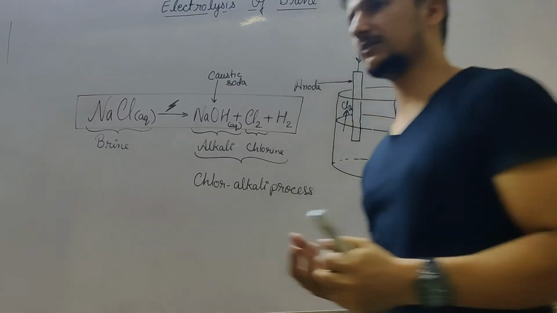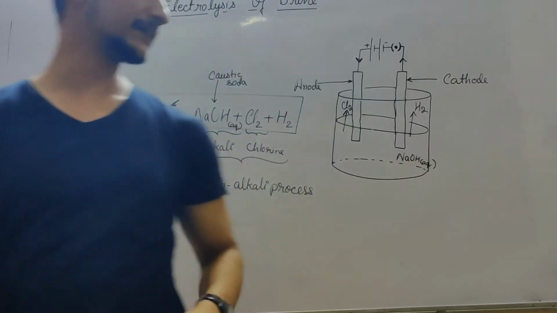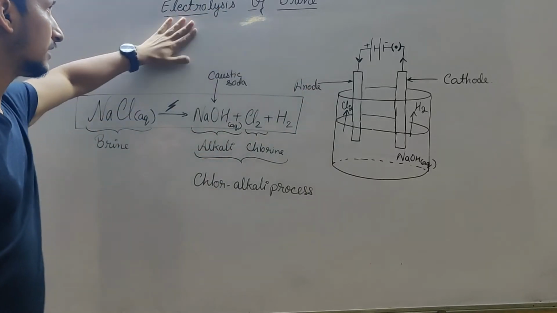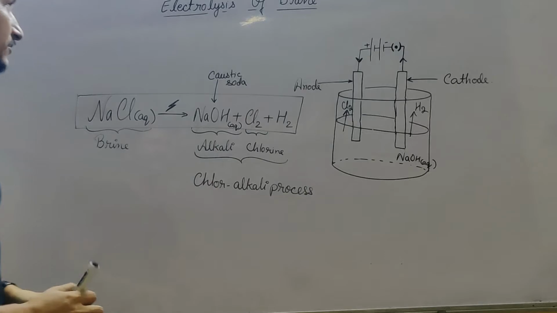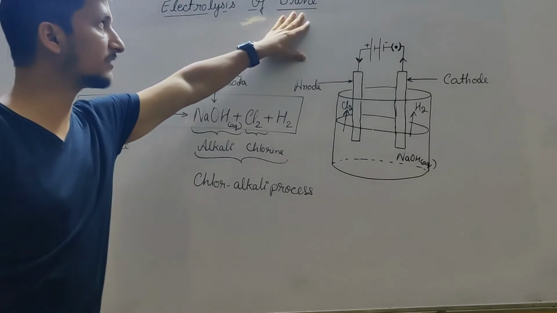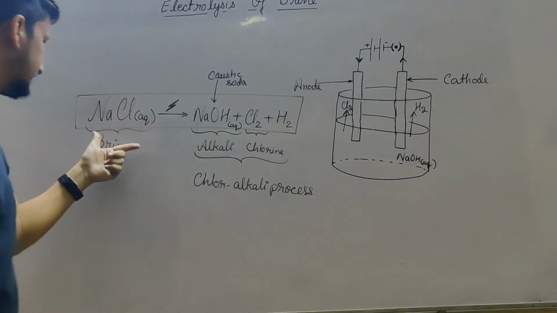Reduction potential is not in your course. You will study it in your higher classes, like in 11th or 12th. So again, this is called electrolysis of brine. In electrolysis of brine, brine is an aqueous solution of sodium chloride, NaCl.